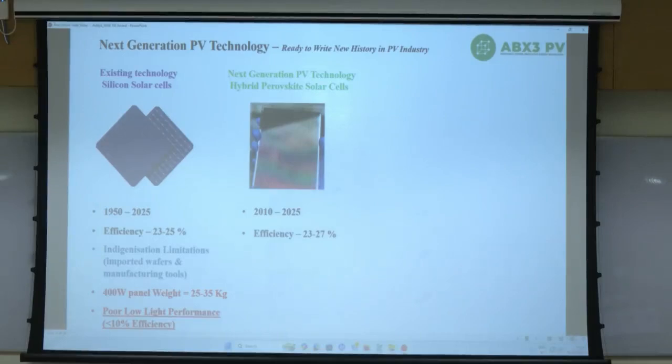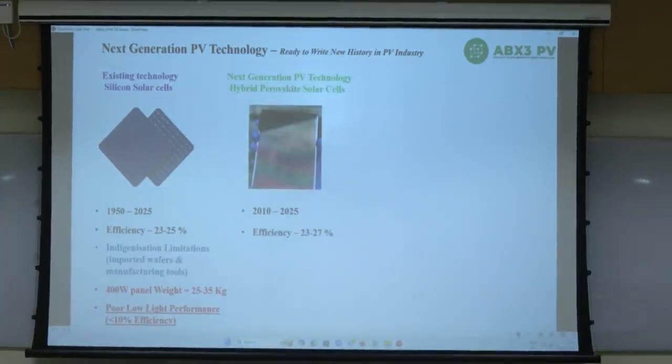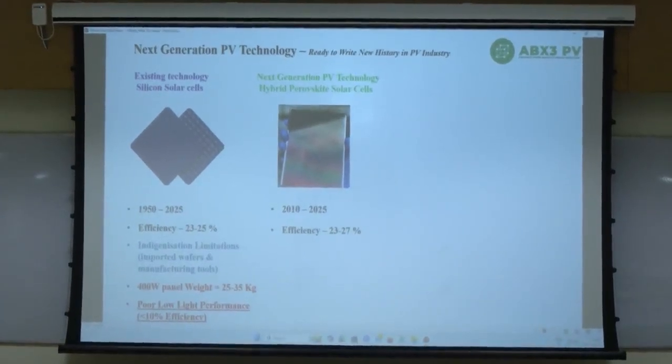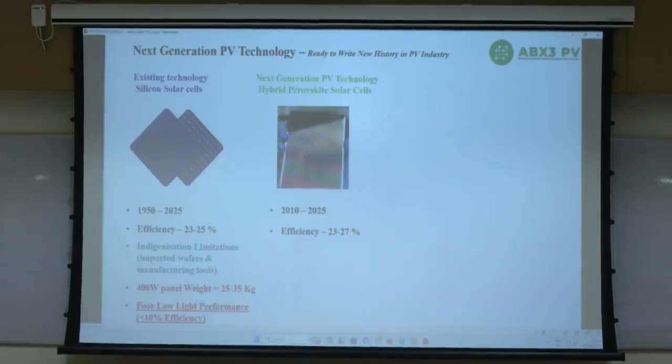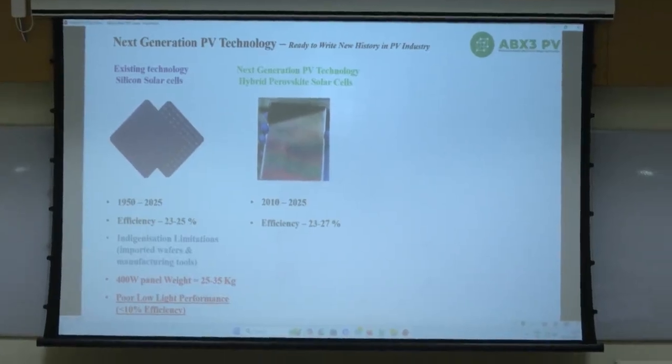Other than that, there are 2 other extra things which I would like to mention. Let's say you take a typical panel that you essentially have outside. That panel would weigh anywhere in the range of 25 to 35 kilos, so you need specific infrastructure to hold such a panel. And there is low light performance. If you have an overcast condition, your performance drops to below 10%.